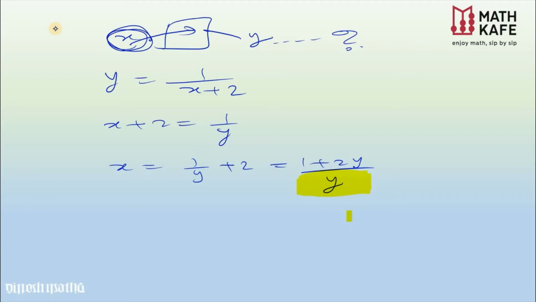You exclude the case where the denominator becomes 0, and this becomes 0 whenever y is equal to what? 0. So what will be our range? The range will be all the real numbers except 0.